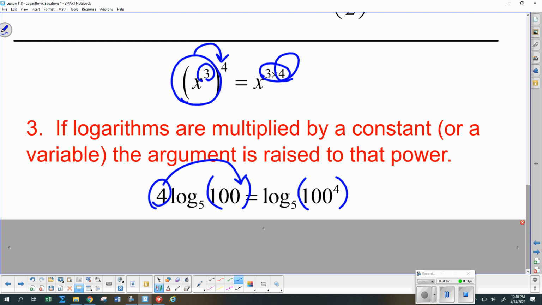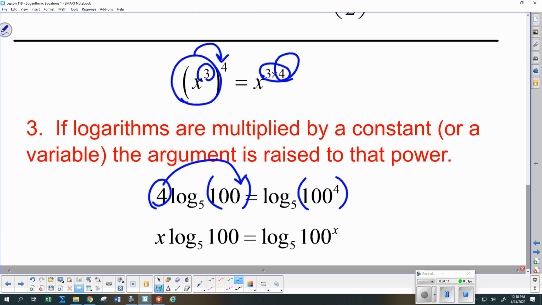And I've got the log base 5 of that. I could do it sometimes with a variable in there as well. If I have an x out in front, I can bring that in as an exponent. So now I have log base 5 of 100 to the x. It also means I could go the other way. If I started with something like this, I could take the x and put it out in front and have what I have over on the left side of that equation.